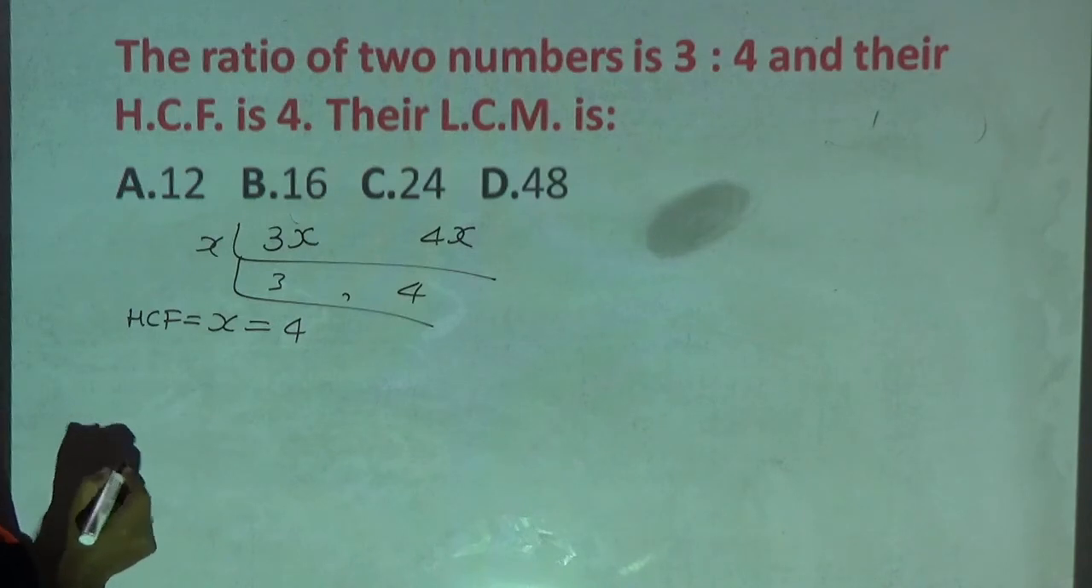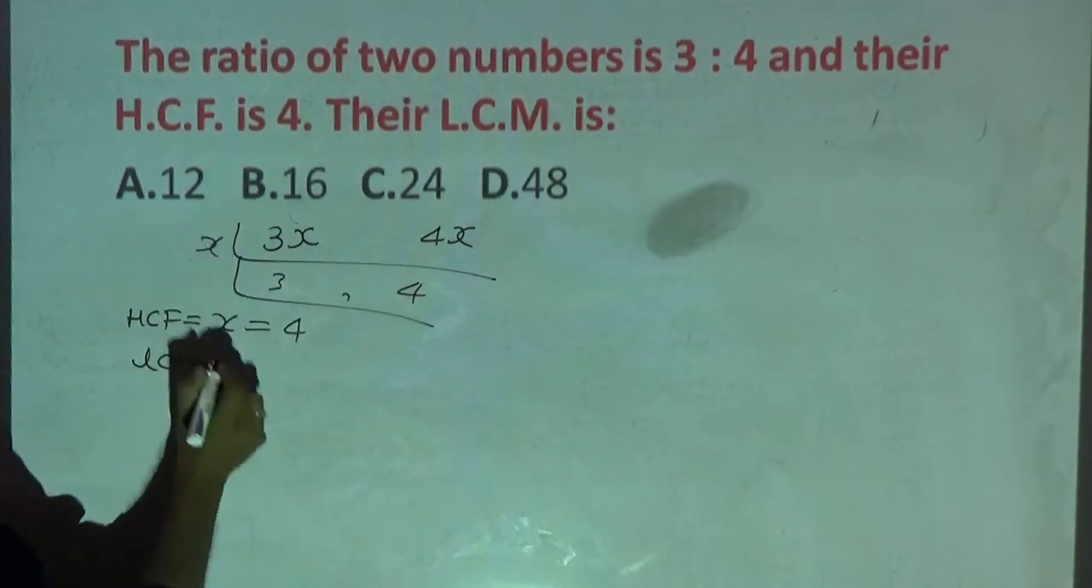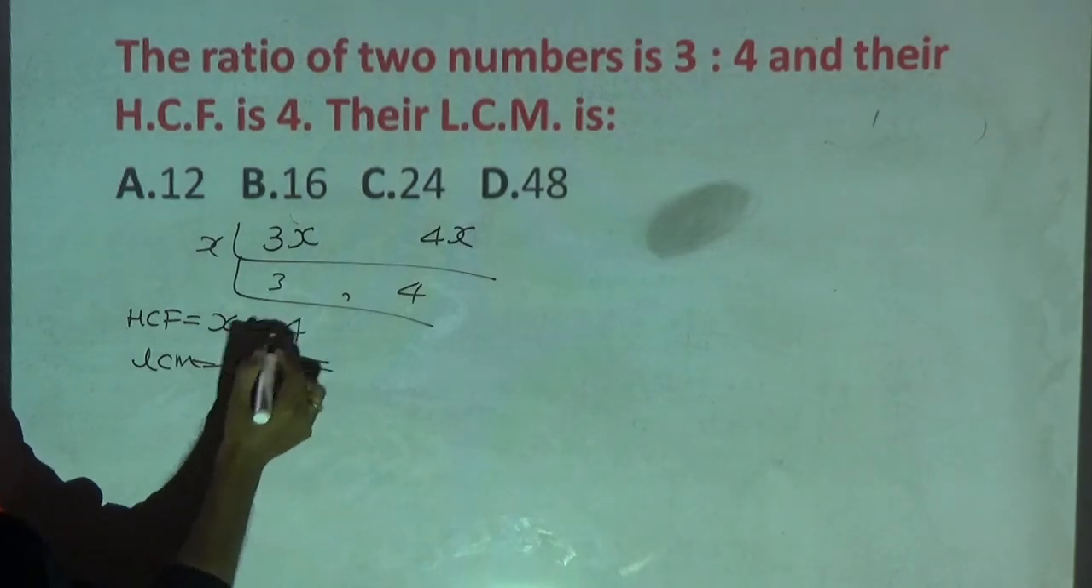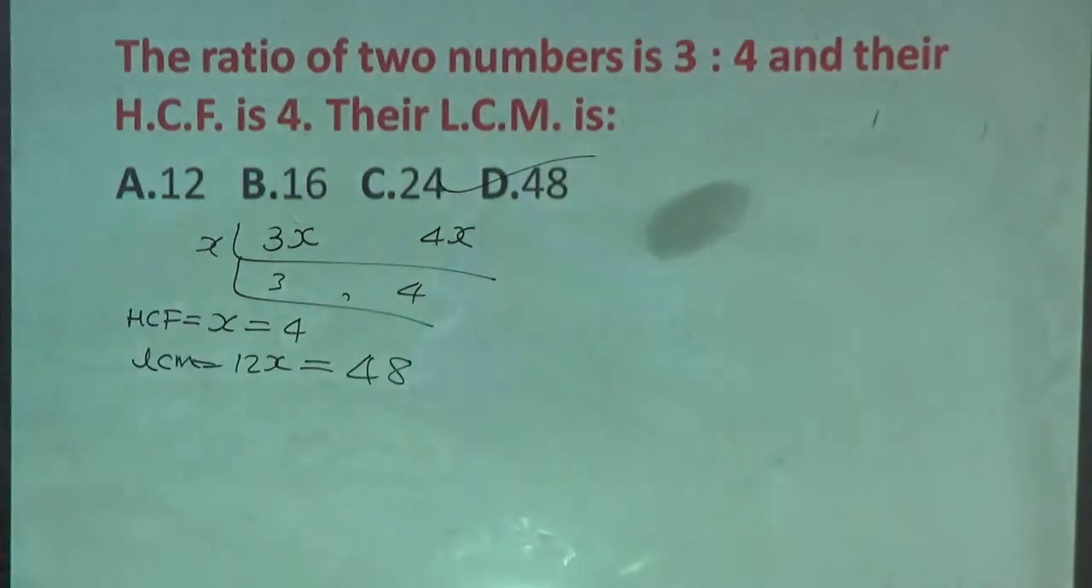Then what do I need to find out? The LCM. What is your LCM here? See here, the LCM is 4 3s are 12, 12 into x. 12x is your LCM. What is your x? 4. 12 4s are 48. Answer D. See how quickly I did it, only by applying the concept. So the answer is option D.